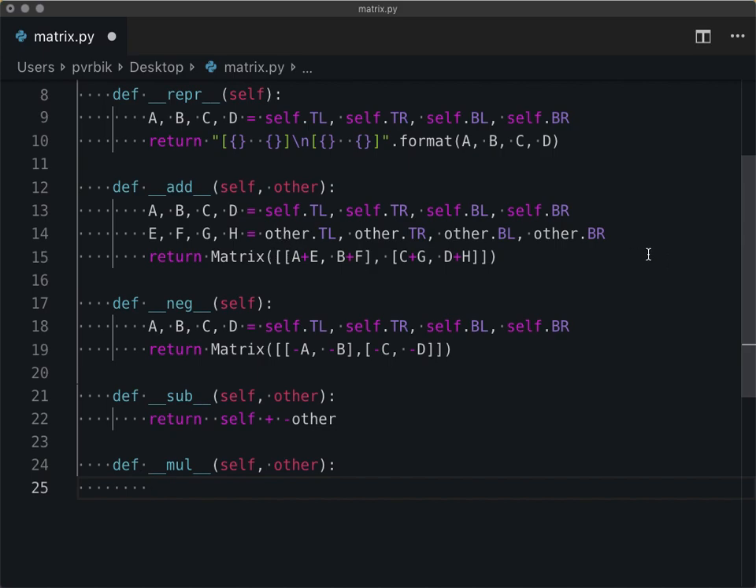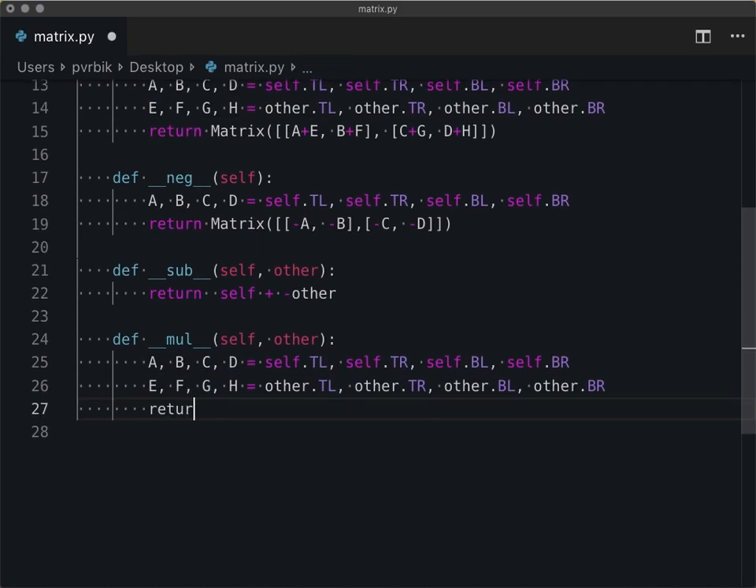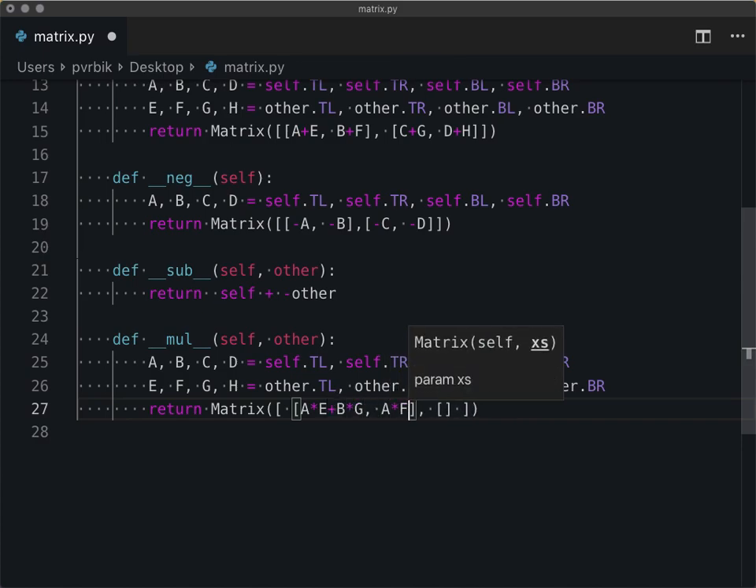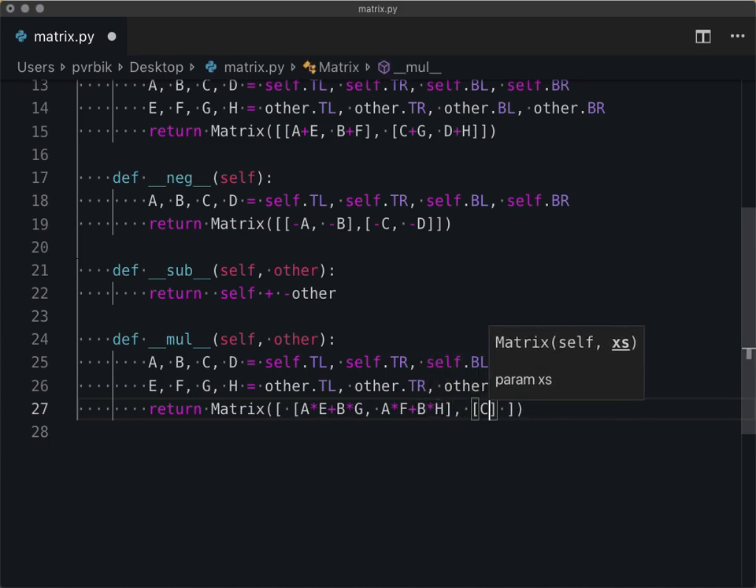Okay, so I'm just going to borrow these things again because I'm sick of writing selfs and others. What do I return? Well, it's a matrix I have to return, and it's a special one. See, I could do something really cool if I defined dot products, like multiplication could be defined very nicely rather than hard-coded like this. But in any case, A times E plus B times G, A times F plus B times H, C times E plus D times G.